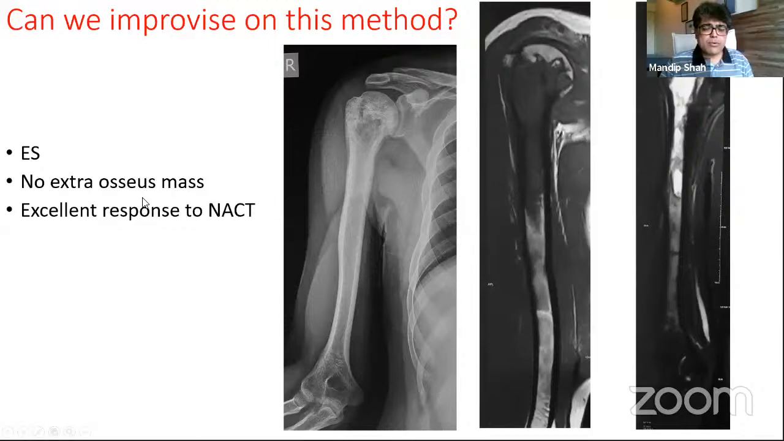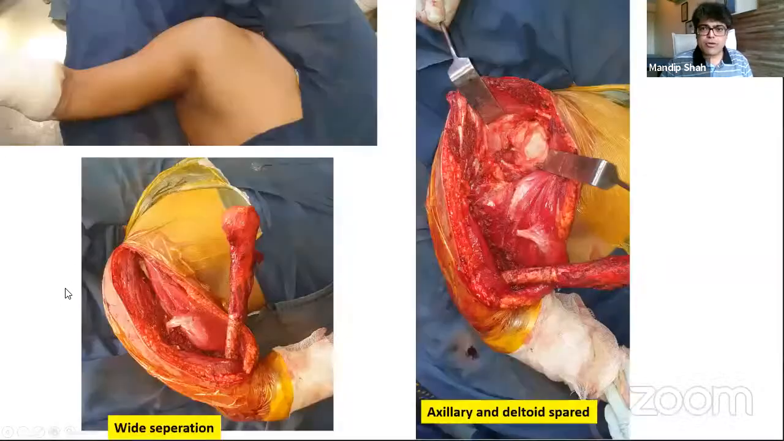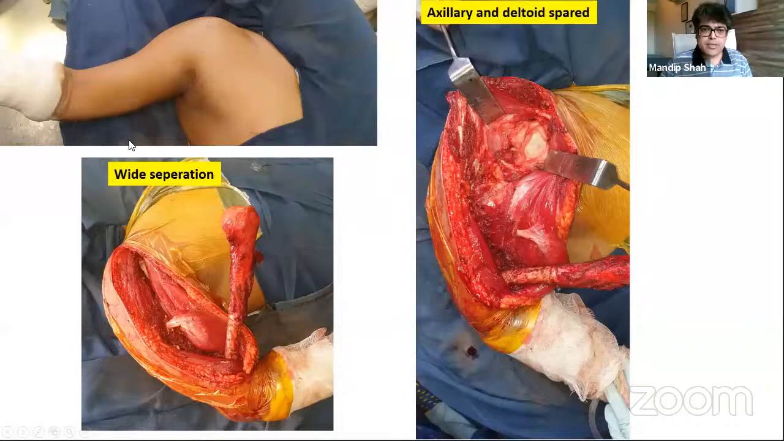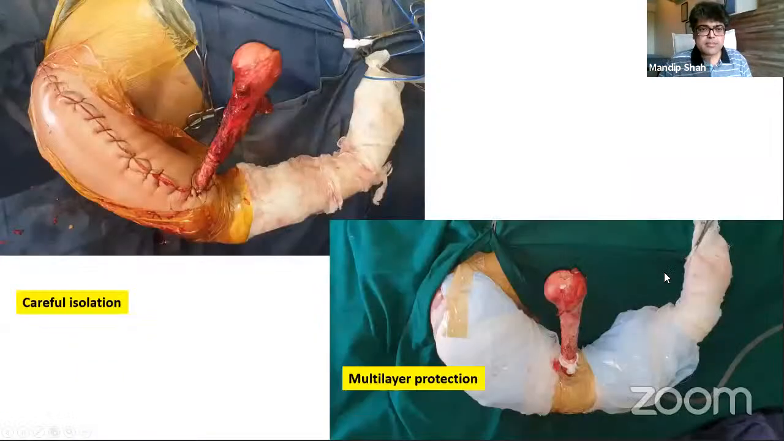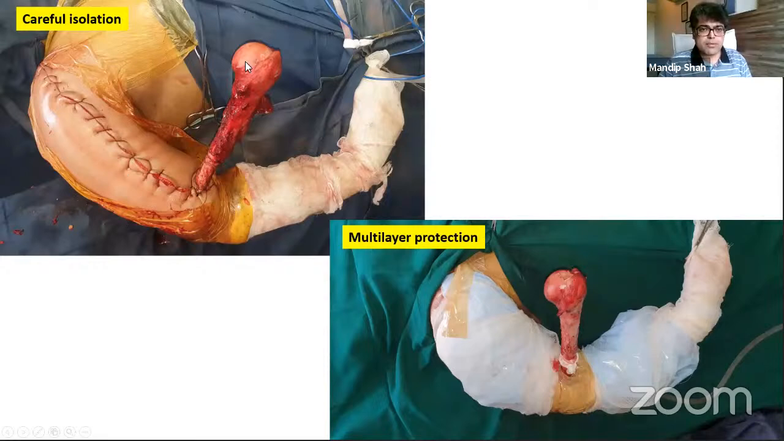And to improvise on this technique for shorter resection lengths, now we have started to do pedicled cryotherapy rather than extracorporeal radiotherapy, that avoids osteotomy. Now this is one case where the resection length was 13, 14 centimeters. This is how the bone was lifted off.